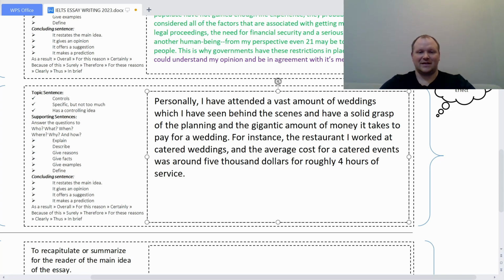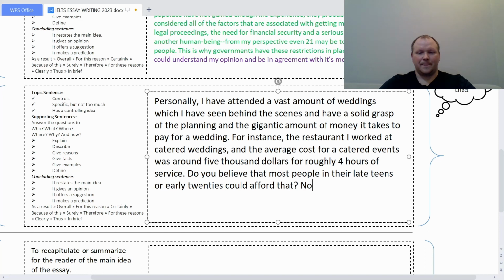Then we can stick in a question. Do you believe that most people in their late teens or early 20s could afford that? Not to mention all of the other costs besides the food.